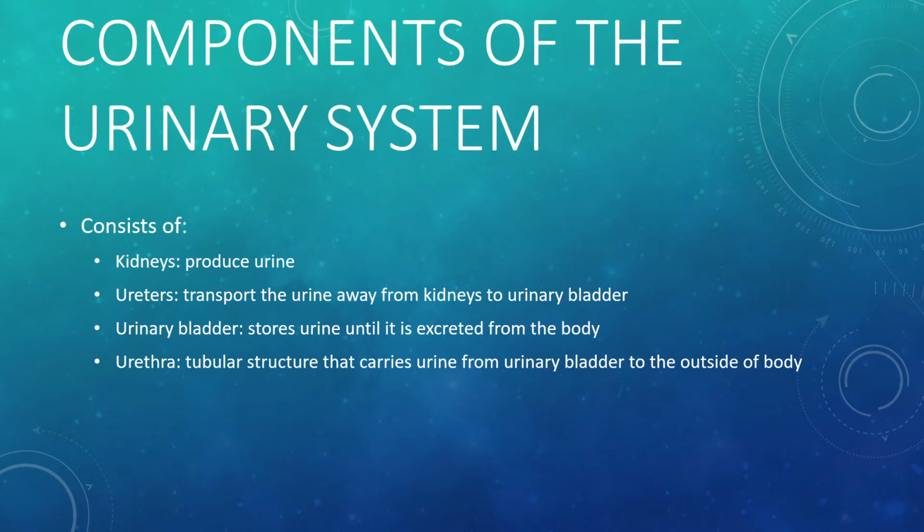The components of the urinary system. These consist of the kidneys. You have two. Their role is to produce urine. The kidneys lead to the ureters, which transport the urine away from the kidneys to the urinary bladder. The urinary bladder serves as a storage reservoir until the urine is excreted from the body. Urine travels from the bladder through the urethra to the outside world. The urethra is a tubular structure that carries the urine from the urinary bladder to outside of the body.